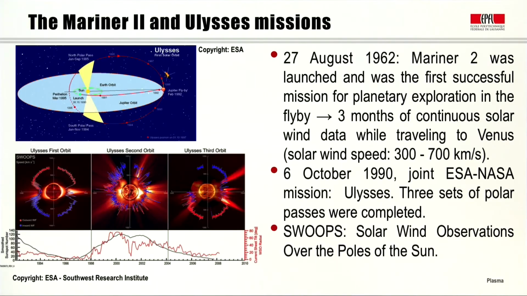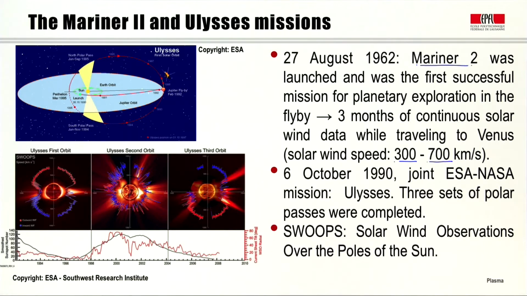The first measurement of the solar wind came from the Mariner 2 mission that was launched on the 27th of August 1962. The Mariner 2 provided 3 months of continuous solar wind data while traveling towards Venus. It measured solar wind speed between 300 and 700 kilometers per second. This was the first experimental proof of the existence of the solar wind.